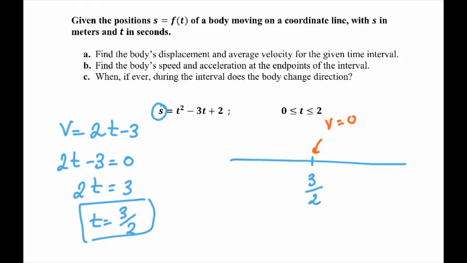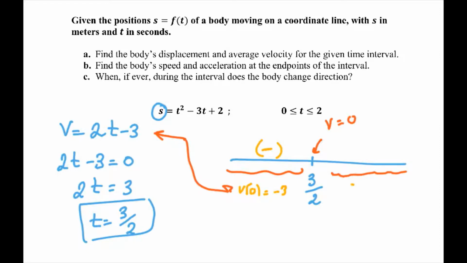Now I need to study the sign of the velocity to the left and to the right. If this is positive, then it was forward. If this is negative, then it's backward. Then it changed direction at t equal 3 over 2. Now if this is positive and this is positive, then the function did not change its direction. Did you get it? So let's study the sign. How do we study the sign? We go to the function here and try to take any point less than 3 over 2. Let's try v0. v0 equals negative 3. So this is negative. So the function was moving backward.